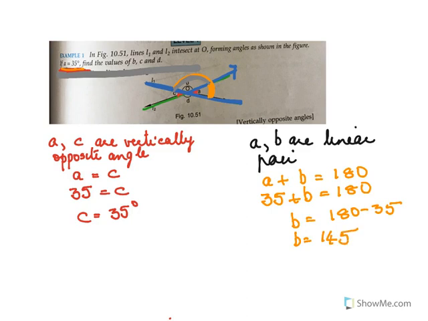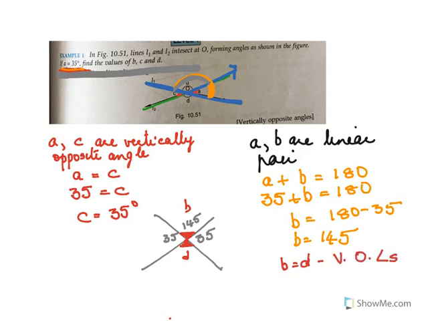I'll draw the figure again here. So I have this. I had B, which was 145. I had A, which is 35. I had C, which is 35. Now here, let me mark my vertically opposite angles. This was B, and now this will be both equal, and that is D. So I can say B equal to D because they are vertically opposite angles. So D is also 145.